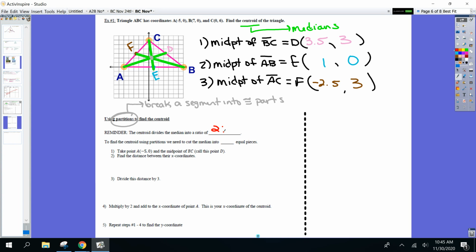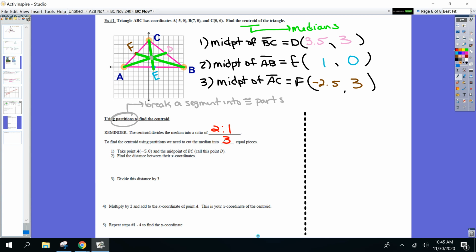All right? 2 to 1, which means 2 equal pieces to one side, 1 equal piece to the other side. That's what the median is telling us. Meaning, the centroid, we're going to break the median up into 3 equal pieces. All right, 3 equal pieces we're going to break the median up into.